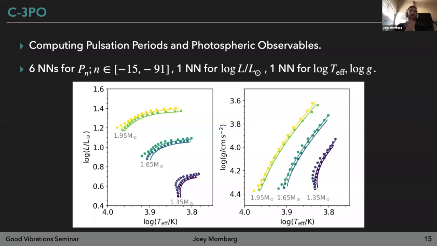Okay, so this gives the Ensemble for computing Pulsation periods and Photospheric Observables, or C3PO. So C3PO comprises these six neural networks that predict the pulsation periods for radial orders minus 15 to 91. We have one neural network for the luminosity, and one neural network that predicts the effective temperature and the surface gravity, which turns out to be the most optimal configuration. So I'm showing here in this plot examples of evolution tracks from MESA for two different metallicities and a few different masses, and the predictions of the neural network are the dots. So in general, with respect to typical uncertainties, this is doing a rather good job.